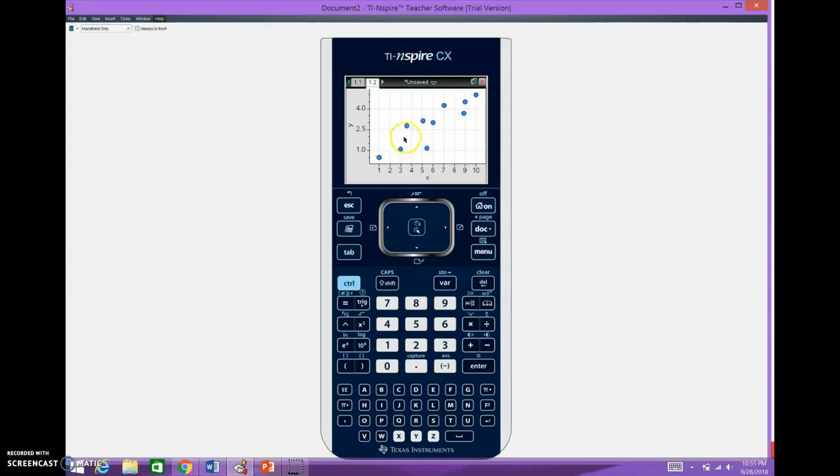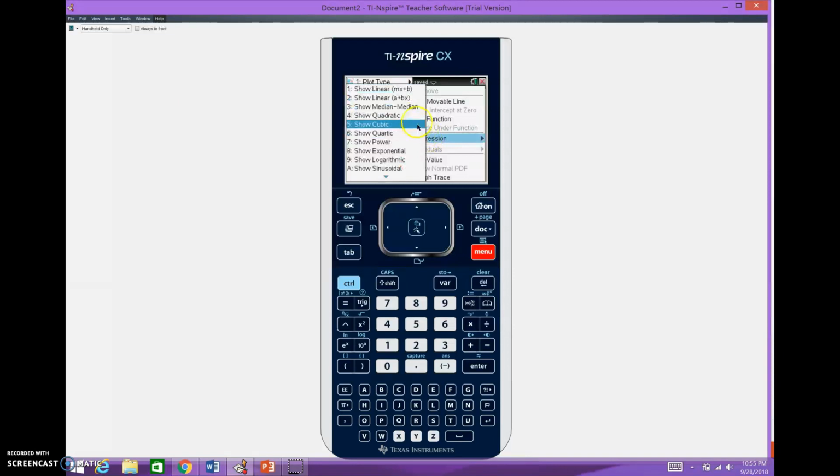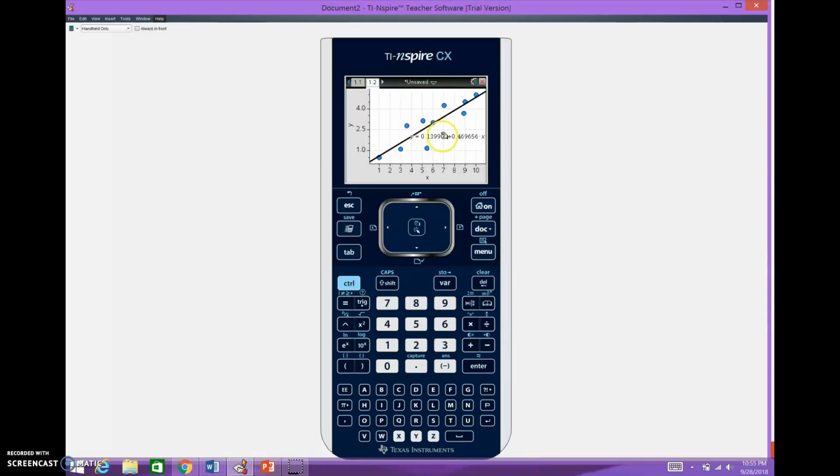Well, we can find the equation of that line of best fit, or we can find that regression line by doing the following. Going to Menu, Analyze, Regression, and then we're going to do Show Linear. We're going to do the A plus BX one in statistics, so we'll show linear. And there we go. We can see that's the equation, the best fit for the line that would fit this data well.